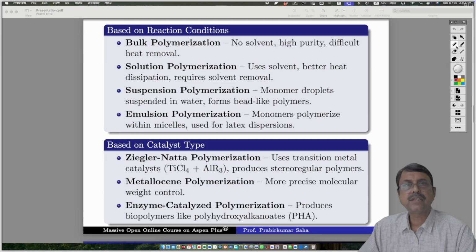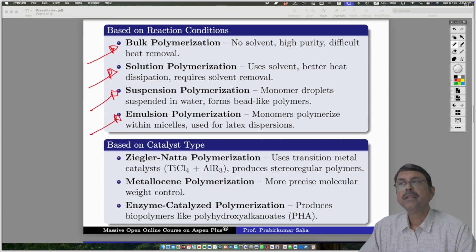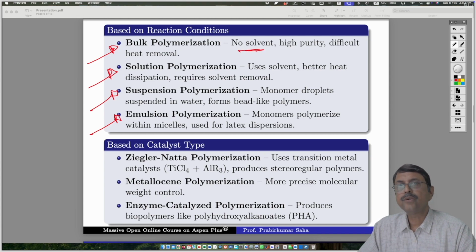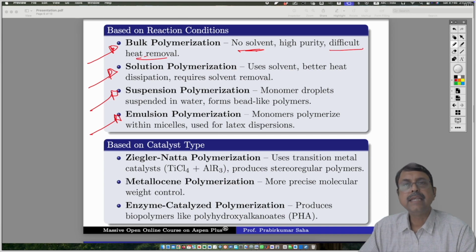Now those are the classification using growth mechanism. Now this is a classification based on reaction conditions. So there are 4 types of classification: bulk polymerization, solution polymerization, suspension polymerization, and emulsion polymerization. In bulk polymerization, we do not use any solvent. And as there is no solvent, there is no need for purification. We have high purity polymer in this. But the downside is, it is very difficult to remove the heat. This is the downside of bulk polymerization.